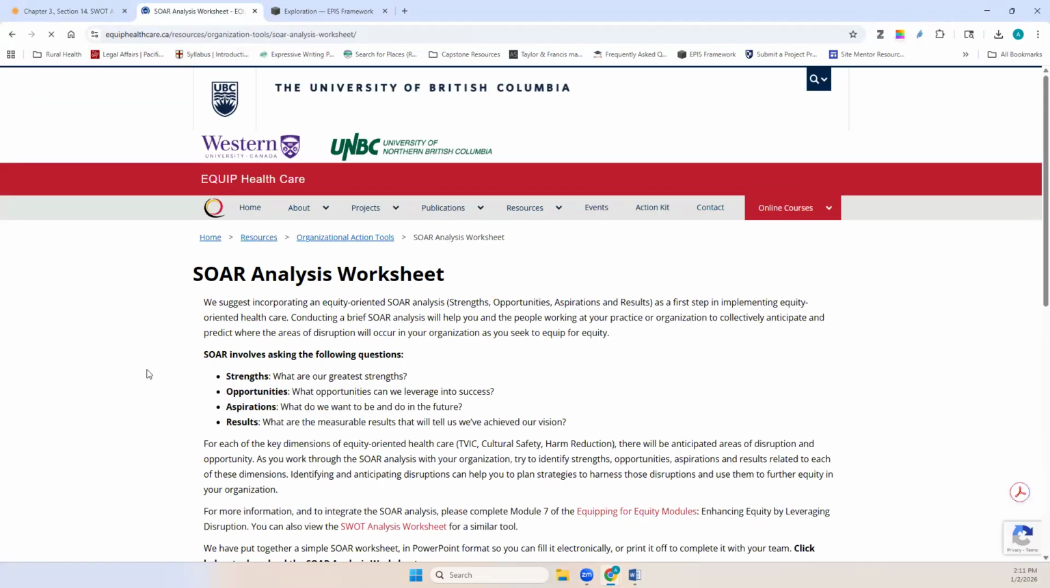Another option is the SOAR analysis. So SOAR stands for strengths, opportunities, aspirations, and results. Again, this is from the University of British Columbia and their Equip healthcare program. So this is a very equity healthcare oriented program. So if that's a really central part of the capstone work you're hoping to do, this may be a really good place to look through their resources and see what would be the most relevant.